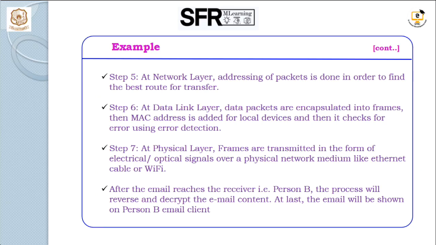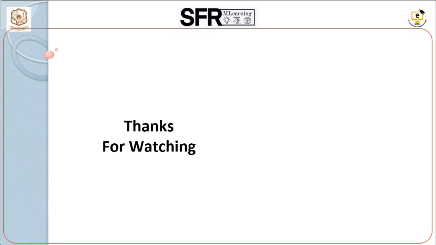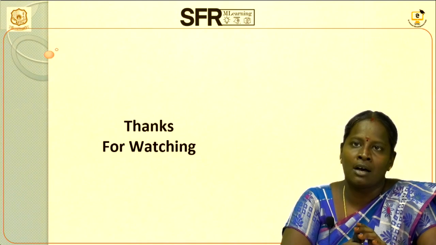After the email reaches the receiver, person B, if he is online at that time, the mail will reach him at the moment after the decryption process. But when the person is not available, it will be sent to him later on. At the receiver end, the decryption process will happen and the email content will be delivered to person B.